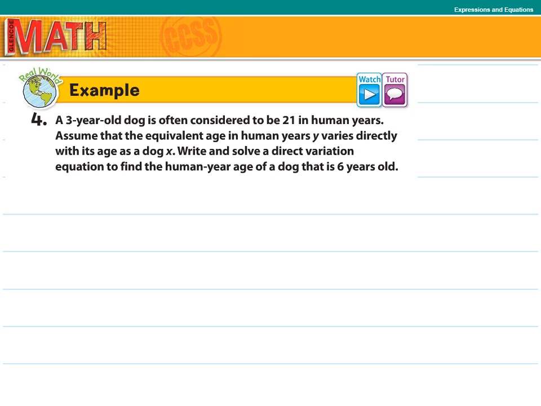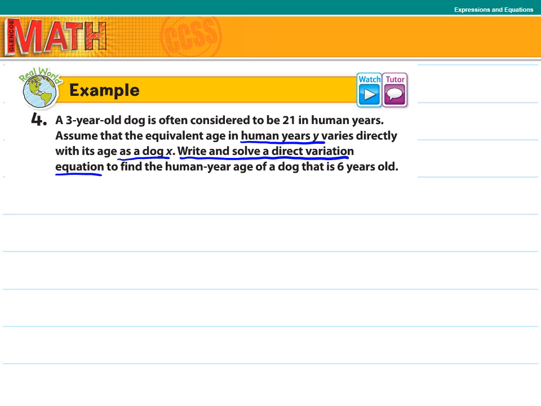Our next and last example, example 4. A 3-year-old dog is often considered to be 21 in human years. Assume that the equivalent age in human years, y, so human years is y, varies directly with its age as a dog, x. Write and solve a direct variation equation. So we're going to write and solve a direct variation equation to find the human year age of a dog that is 6 years old.